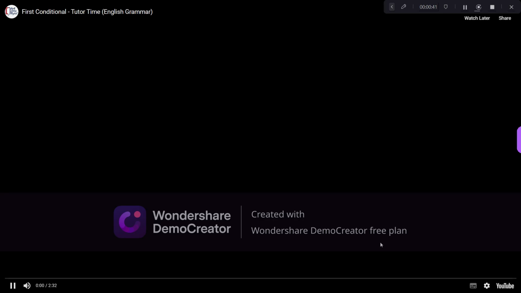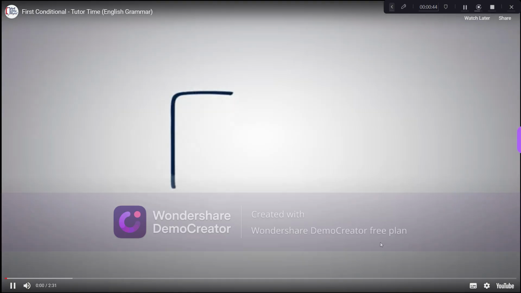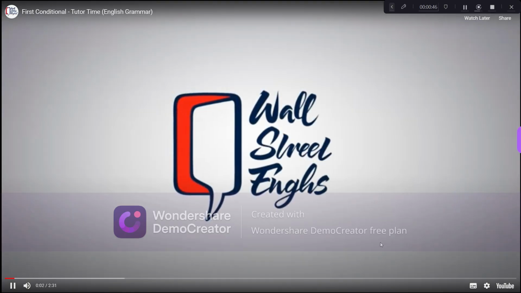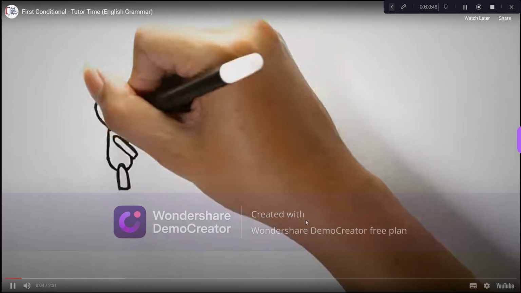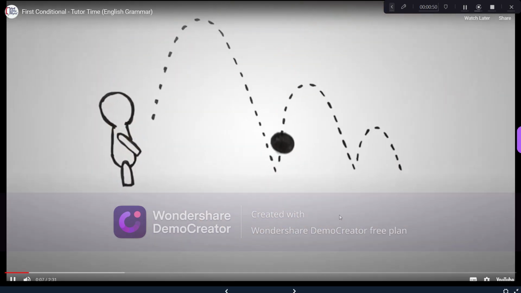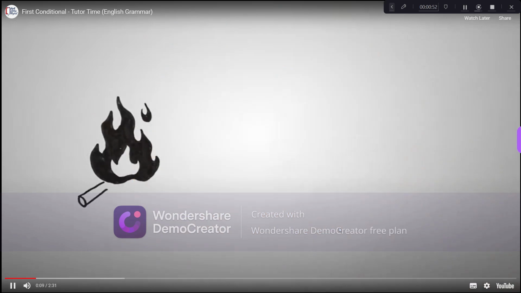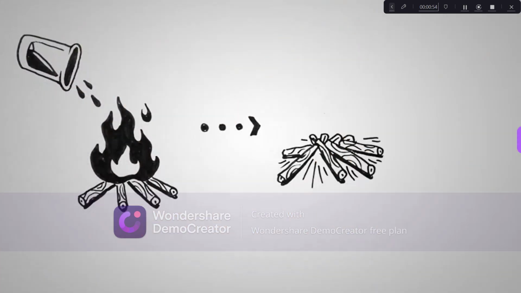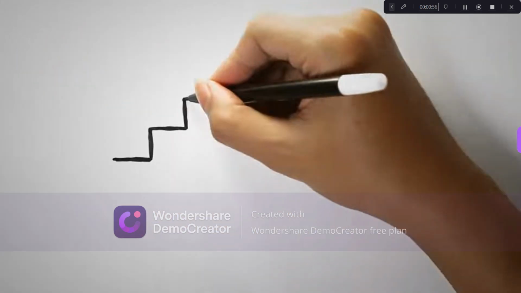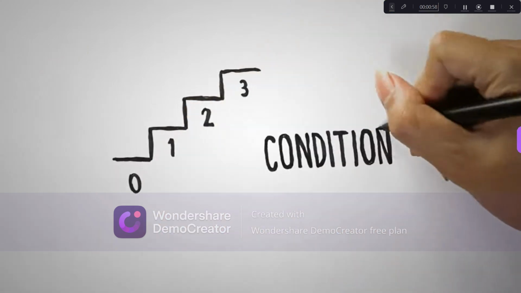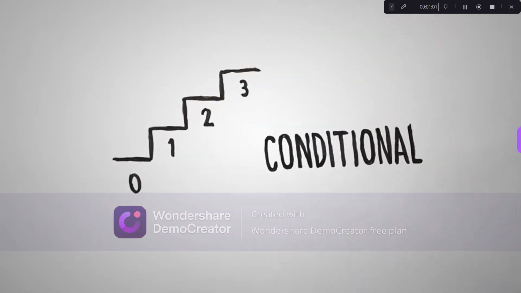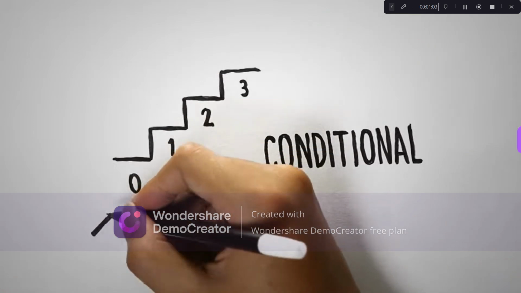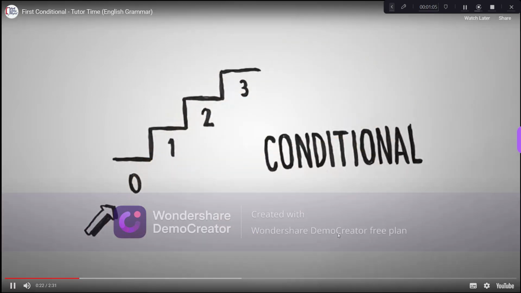Now we will watch a video about the use of the present simple in the if conditionals. If you throw a ball in the air, it falls back down. If you pour water onto a fire, it gets put out. These are sentences that are called conditional sentences. These particular sentences are zero conditionals.